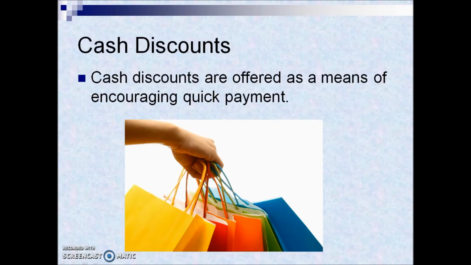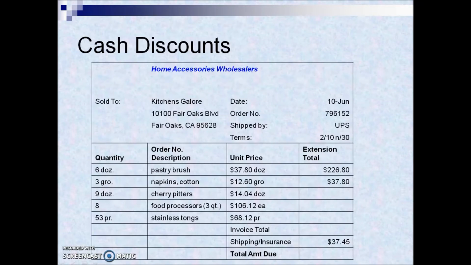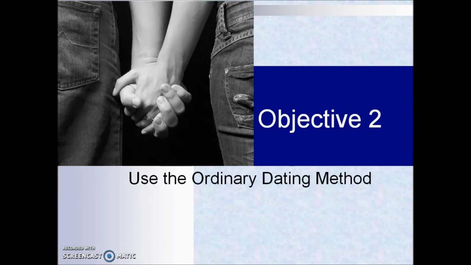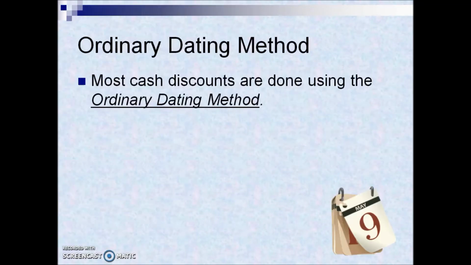Businesses often borrow money for their day-to-day operation. Immediate cash payments from customers decreases the need for borrowing money. The cash discount is displayed on an invoice under terms. And here we have the terms listed, highlighted in blue, showing a 2/10 n/30. We're going to calculate what that cash discount is using the ordinary dating method.